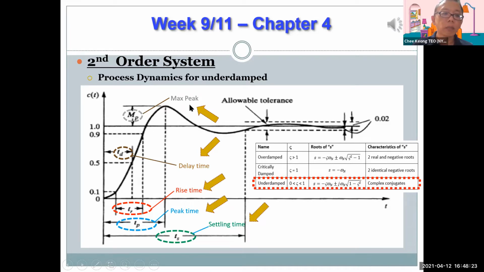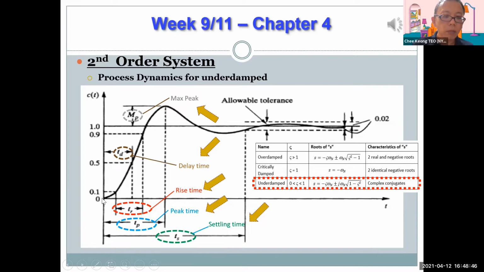First of all, the maximum peak. The maximum peak is a measure of the overshoot above 1, how high it overshoots. Let's say, for example, it goes up to 1.4, then 1.4 minus 1 will be 0.4 out of the total. 0.4 divided by 1 is about 40%, right? So this maximum peak will be 40%. That's one example of maximum peak.